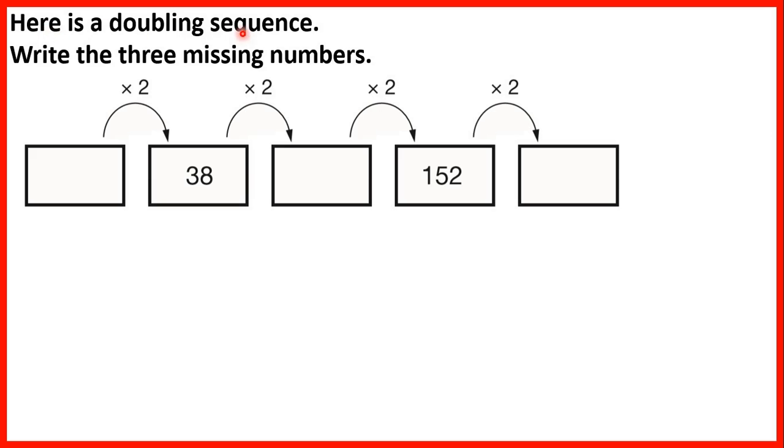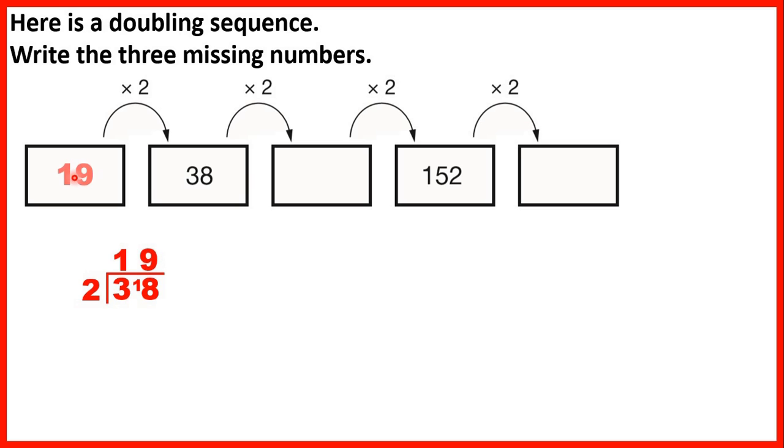Here is a doubling sequence. Write the 3 missing numbers. So first we have something times 2 is 38. So what we really have here is a missing number multiplication. And when we have a missing number multiplication, we can divide to find our missing number. So we can work out 38 divided by 2.